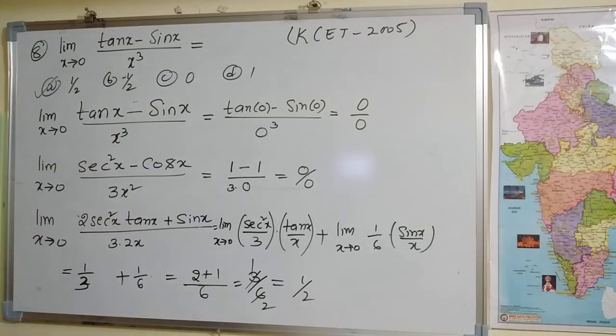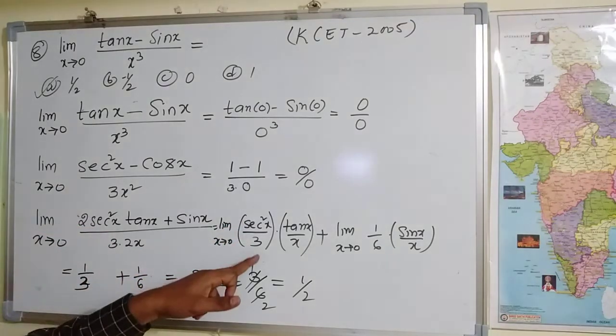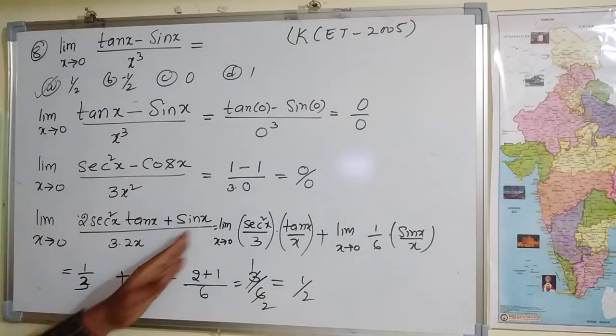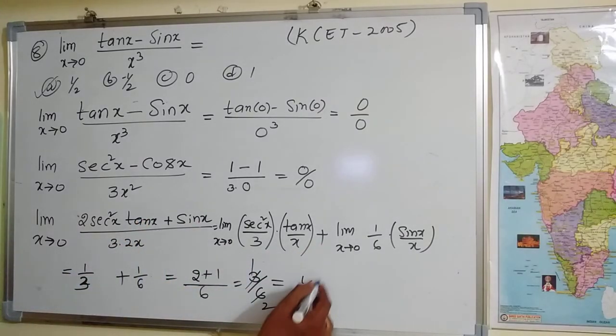A small correction: here the 2 is cancelled, and the remaining term is the denominator 3, secant square x divided by 3, tan x divided by x, plus the remaining term sin x divided by 6x. Okay, 1 by 2 is the correct result. Now option A is the required result.